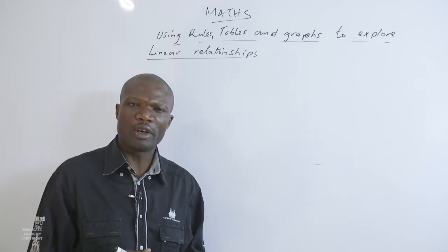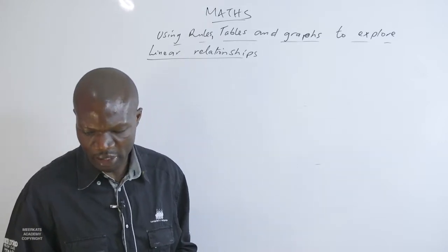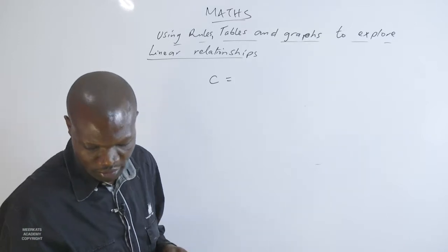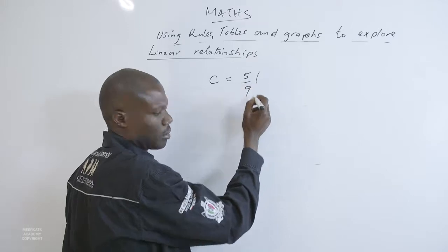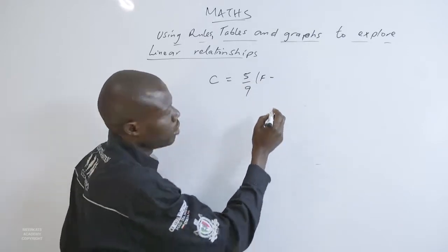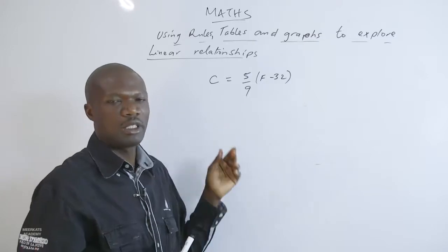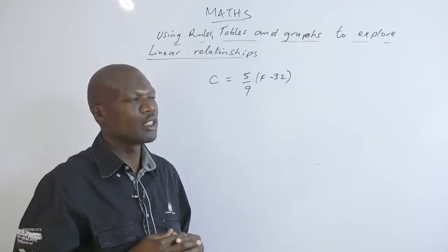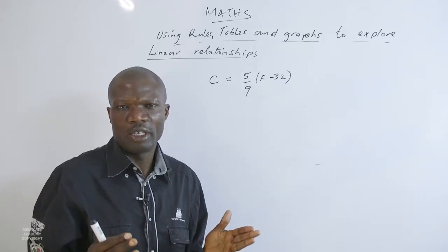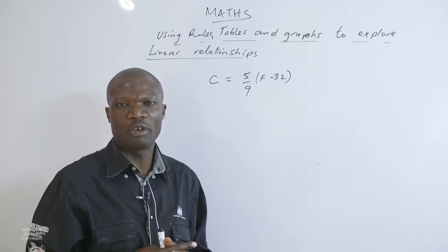For example, when you look at the relationship between degrees Celsius and degrees Fahrenheit, it is connected by the formula C, where C is for degrees Celsius. Degrees Celsius is connected by C is equals to 5/9 into bracket F minus 32. Now this forms a rule, and when you work out here and find the various values of C and F, you'll always find that you'll form a straight line.